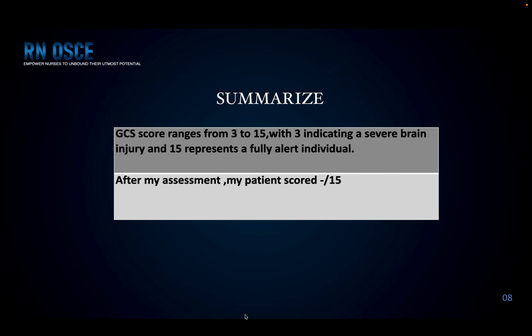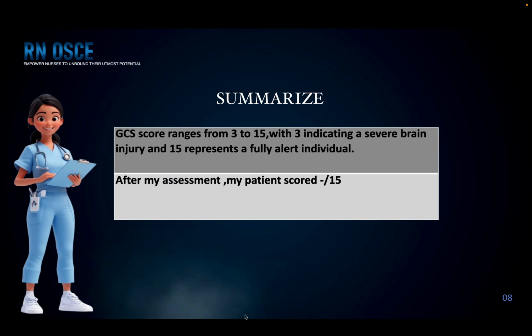Once we have done the assessment, you have to summarize. Okay, GCS score ranges from 3 to 15, with 3 indicating a severe brain injury and 15 representing a fully alert individual. After my assessment, my patient scored so and so out of 15. So you have to summarize that.